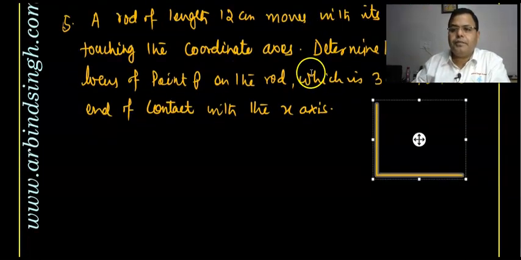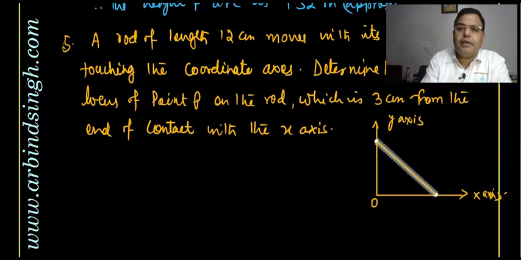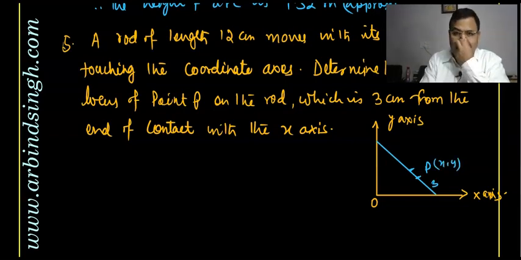So here is the question, and this is the x-axis and this one is the y-axis. This is the origin, and that is a rod of length 12 centimeter. There is a point, say P, which is 3 centimeter from this end, and the coordinate of that is (x1, y1). So this distance is y1, and this distance is x1. Now this is 3 centimeter, and the total length of the rod is 12, so that will be 9.